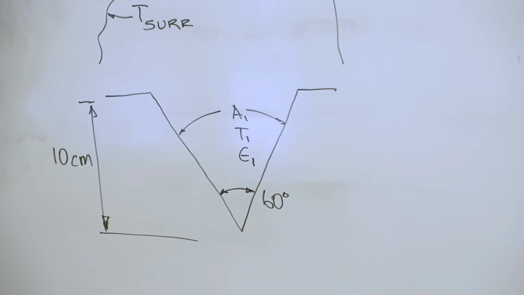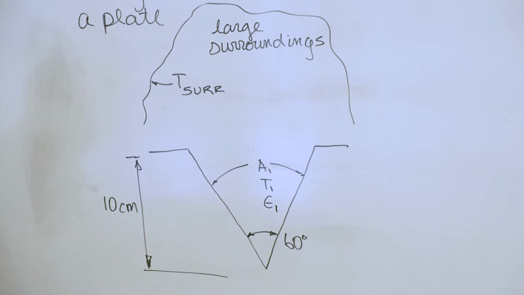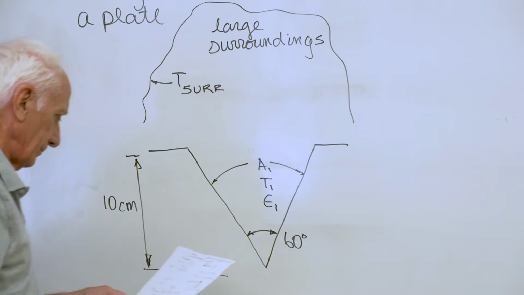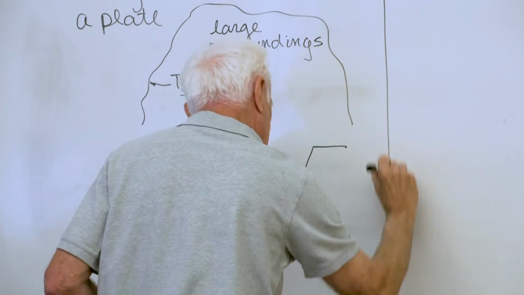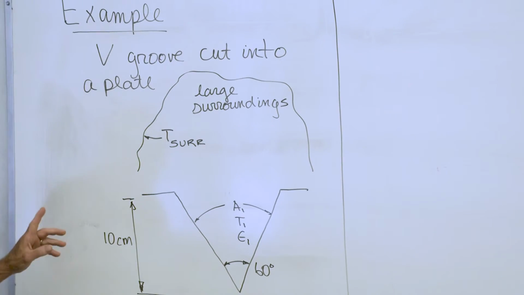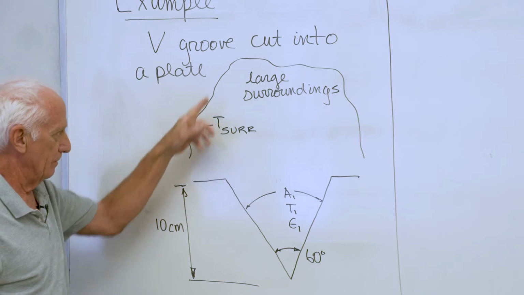I've got a V groove, 60-degree angle, cut into a large plate inside a room which is large compared to the V groove. We assume that the V groove is hot, the room is cooler. So we want to find out how much heat goes from the V groove out into the room. All right, so this is a new concept. How many surfaces are there? Okay, there's one, which is A1, and then there's the big room.